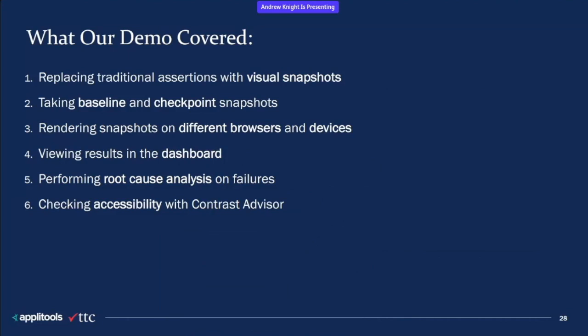We covered a lot in our demo. Just to quickly recap, we looked at what a traditional test looked like and replaced those traditional assertions with full page visual snapshots. Again, if a picture is worth 1,000 words, a snapshot is worth 1,000 assertions. We took baseline snapshots to start and then checkpoint snapshots for every subsequent test. We were able to render those snapshots on different browsers and devices, even ones that we did not have on our local machines. We could view the results on the dashboard and perform root cause analysis. And we could even check accessibility with our Contrast Advisor.